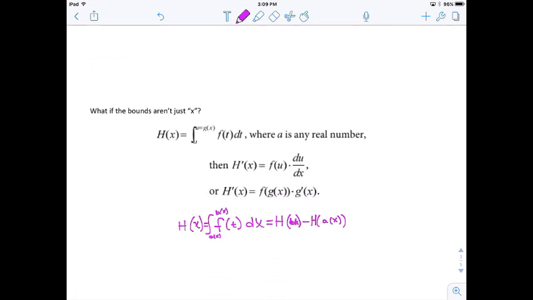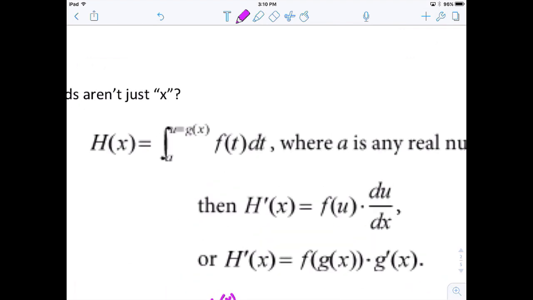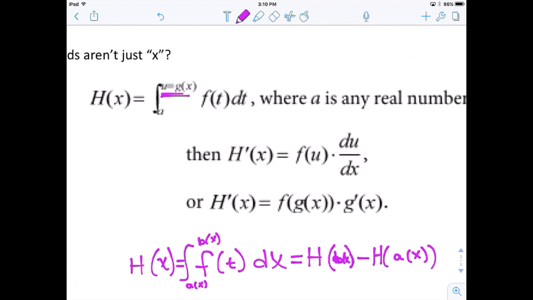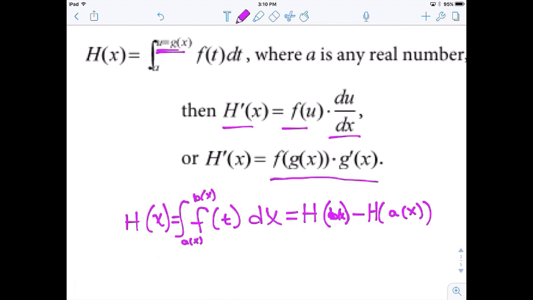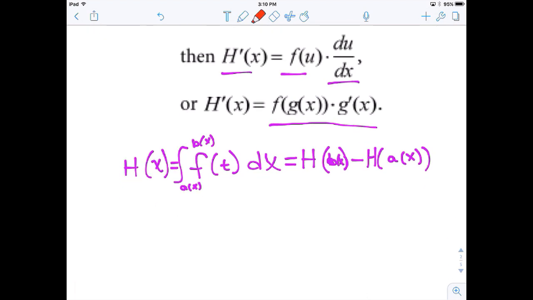Now, what if the bounds aren't just x? Well, then we need to think about the fact that we've got some chain rule going on because there's basically a u sub happening here where we're plugging u in for our output. So h prime would be f of u times du because this is chain rule, right? Derivative of the outside, leave the inside alone, times derivative of the inside. And so in our case, that would be this. So what you really need to think about when you're taking the derivative of an integral is that I'm starting with an integral defined function. And remember here that that means that it's really h of the upper bound minus h of the lower bound, right? So we're plugging that in.